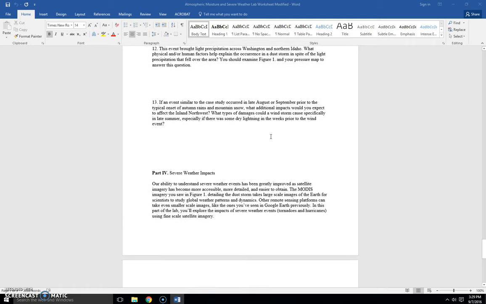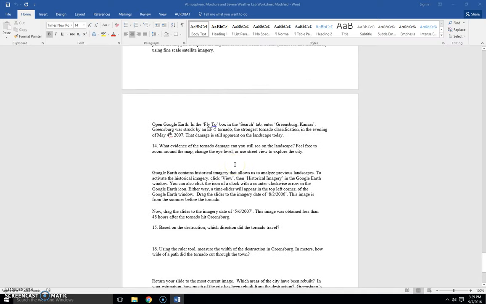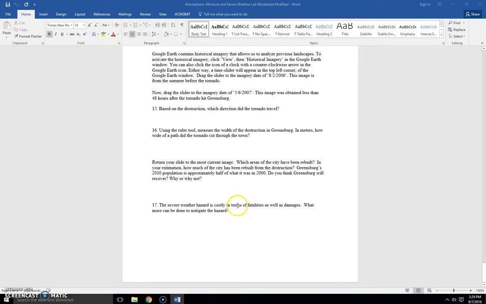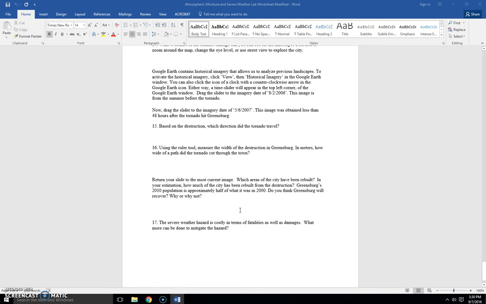And more questions on severe weather impacts. This is looking at tornadoes and effects of tornadoes. This is Greensburg, Kansas, May 4th, 2007. An EF5 tornado. Huge. And so go through and ask some questions about that. And except for the weather map, all the other questions are submitted online in the quiz for this lab.